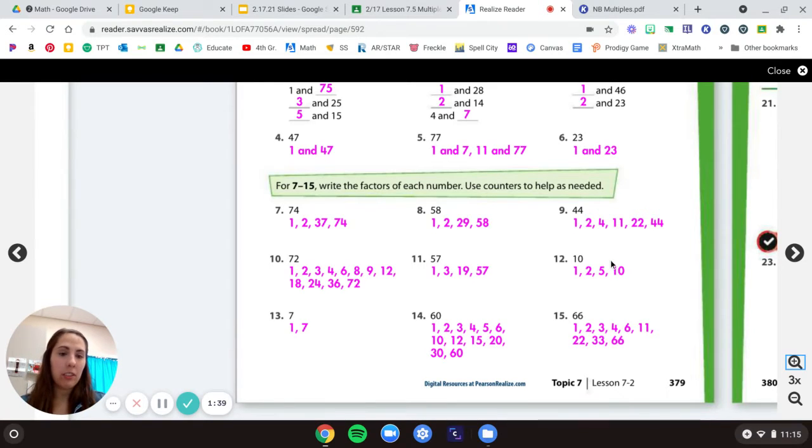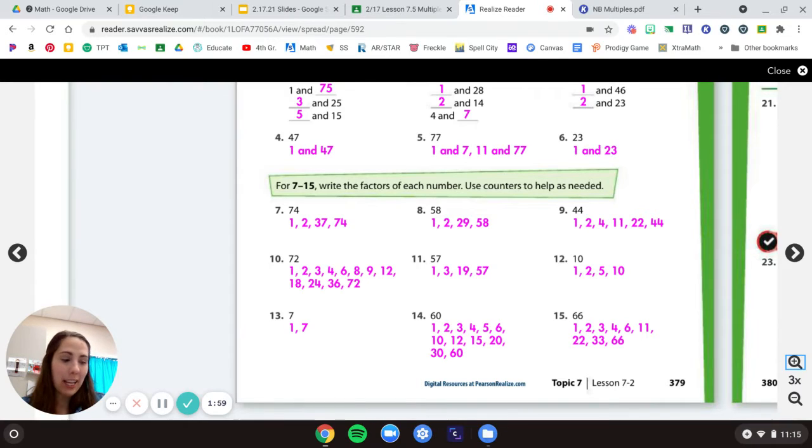Number 12, you should have found 1, 2, 5, 10 for your factors. And 13 was kind of a tricky one. It was only 1 and 7. We're going to talk about this more tomorrow, but why this one might only have 1 factor pair to make the factors 1 and 7.